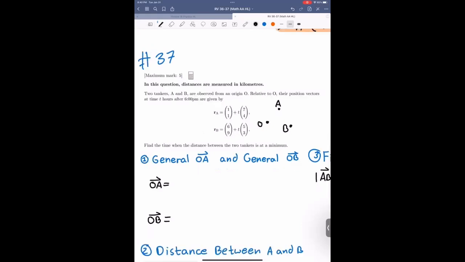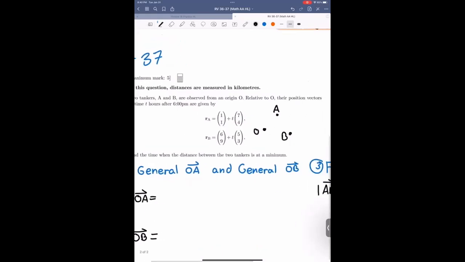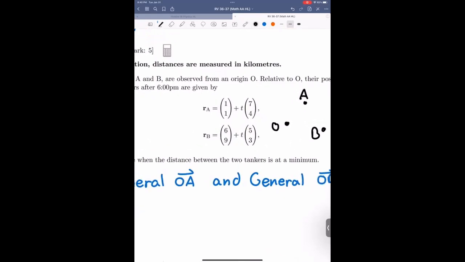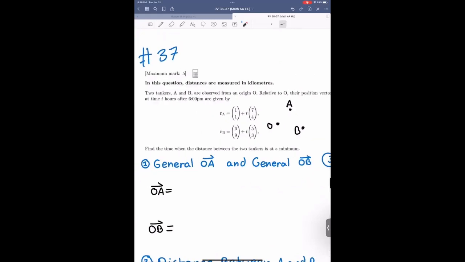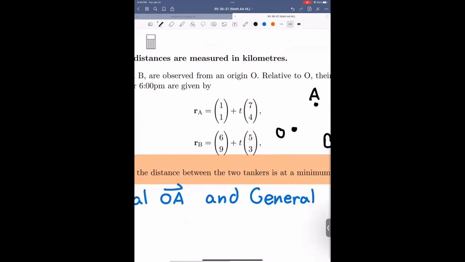Their position vectors at time t hours after 6 p.m. are given by the following equations: RA and RB. We are asked to find the time when the distance between the two tankers is at a minimum. So basically we need to solve for t.